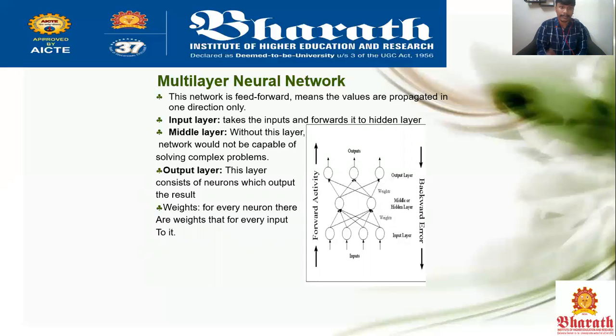If any error is present in the input given to the hidden layer, that error will be rectified, removed, and replaced by the hidden layer, called the middle layer. The output layer consists of several neurons, which have the ability to produce the result as the output. That is known as the output layer. And weights, I already told, connectivity strength is known as weights. For every neuron there will be weights to process the given input to produce the output. So these are the components to construct the multi-layer neural network.